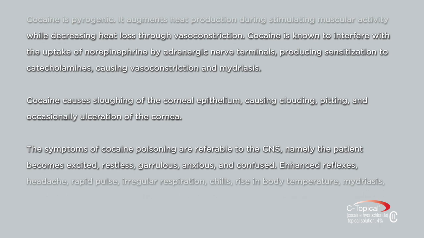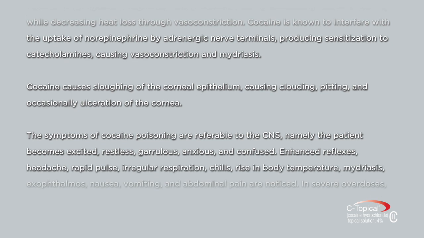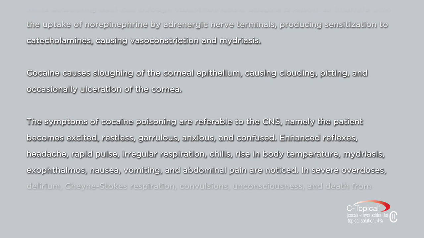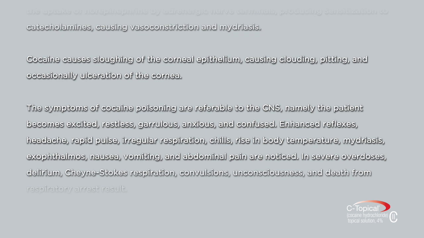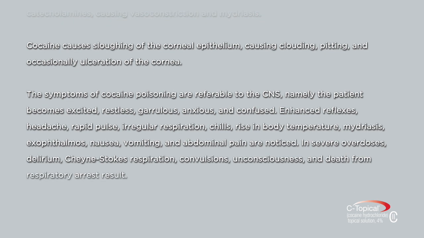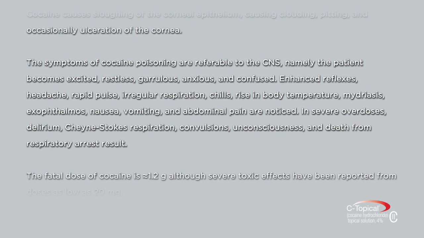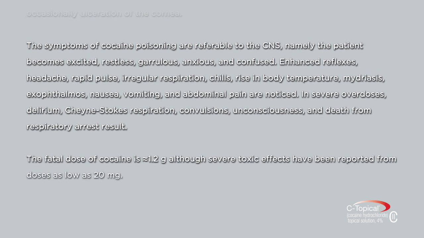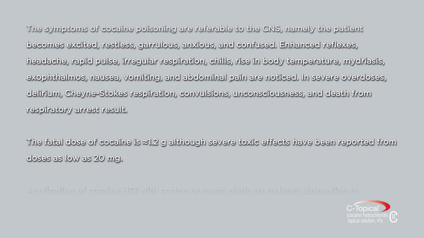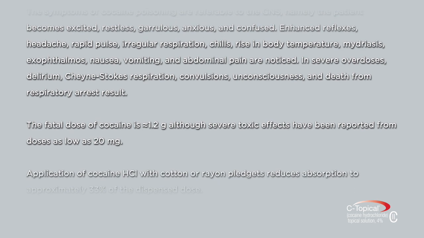The symptoms of cocaine poisoning are referable to the CNS, namely the patient becomes excited, restless, garrulous, anxious, and confused. Enhanced reflexes, headache, rapid pulse, irregular respiration, chills, rise in body temperature, mydriasis, exophthalmos, nausea, vomiting, and abdominal pain are noticed. In severe overdoses, delirium, Cheyne-Stokes respiration, convulsions, unconsciousness, and death from respiratory arrest result.